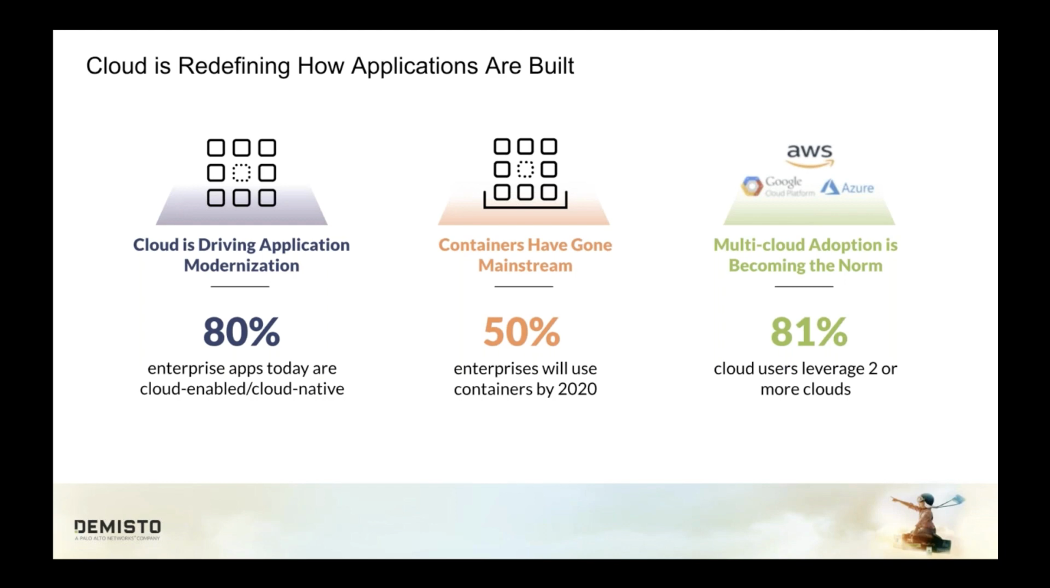Over the last 5 odd years, we've seen containers go mainstream, Docker, Kubernetes, and by 2020, 50% of the enterprises will be using containers or serverless functions. And finally, multi-cloud adoption is becoming a norm. Just about most customers in Prisma Cloud have at least 2, if not all 3 clouds. And according to some statistics, 81% of cloud users leverage more than 2 clouds.